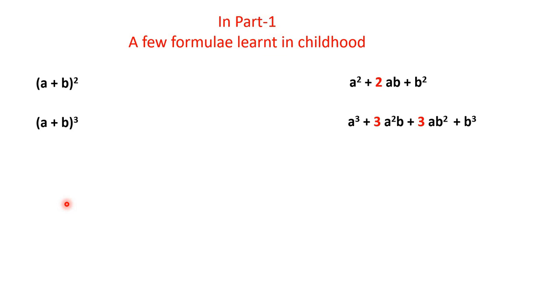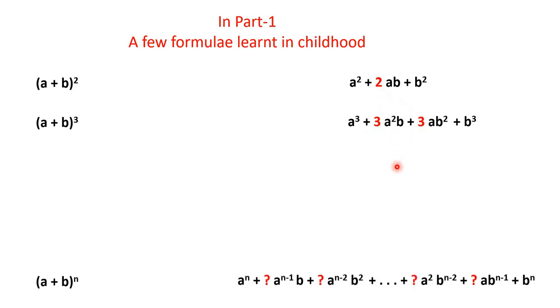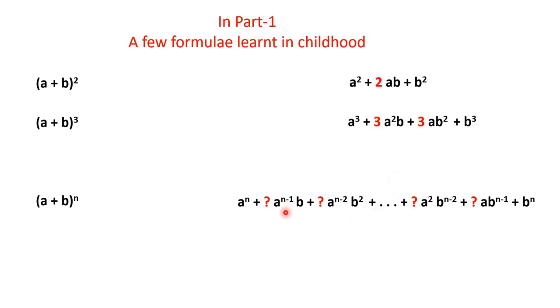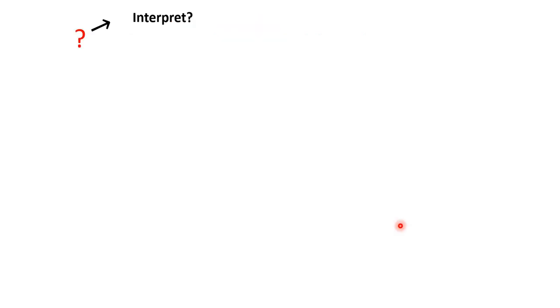Okay, so we started with a few formulas really learned in childhood, (a+b)^2 or (a+b)^3, and we focused on these numbers, 3 or 2, etc. In general, (a+b)^n, so we are focused on these numbers. We interpreted these numbers from different angles. First we started with arrangement.